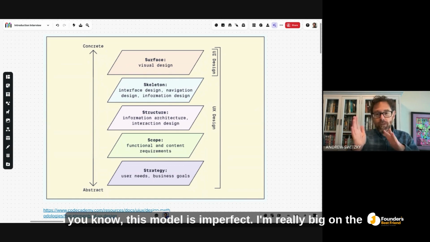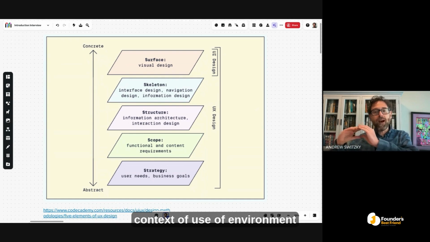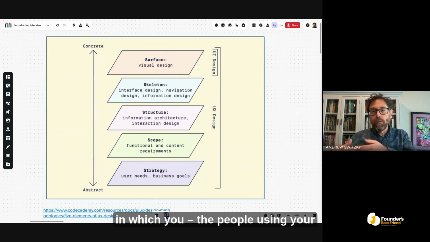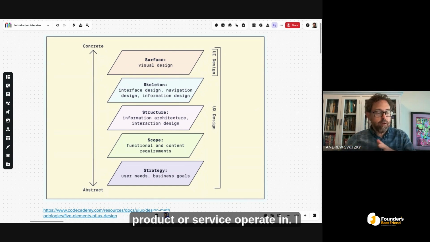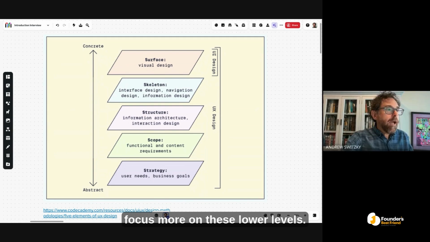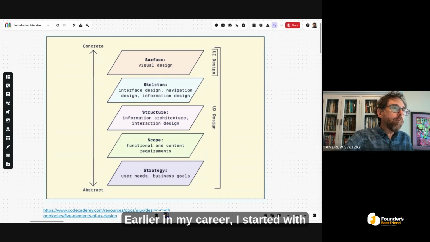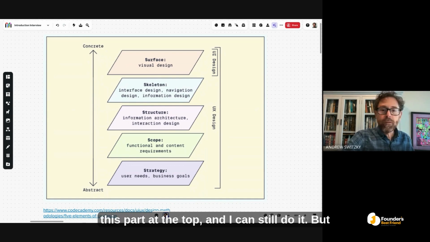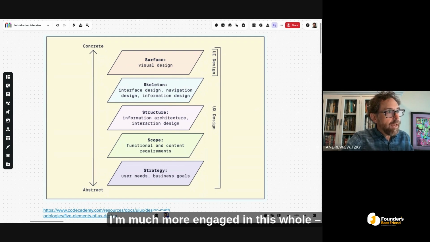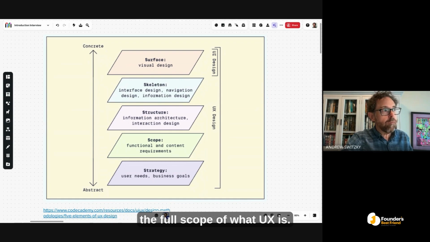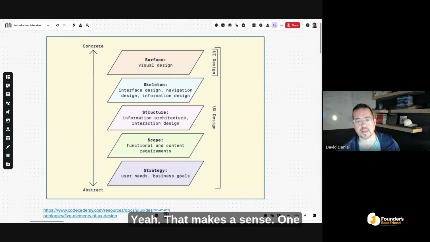And this model is imperfect. I'm really big on the context of use, the environment in which the people using your product or service operate in. I focus more on these lower levels. Earlier in my career, I started with this part at the top, and I can still do it, but I'm much more engaged in the full scope of what UX is. Yeah, that makes a lot of sense.